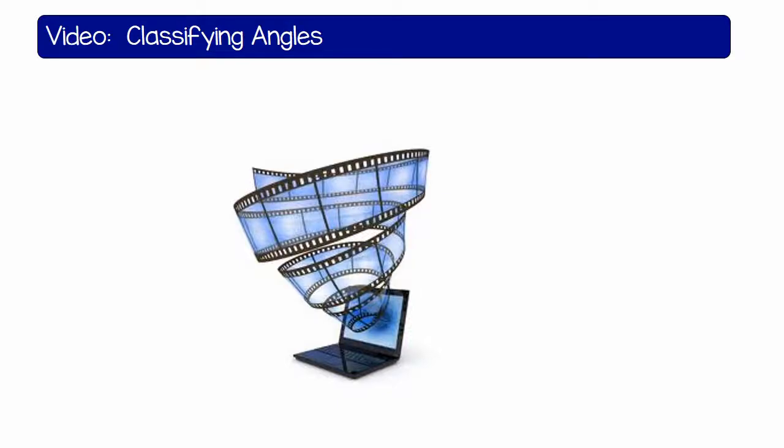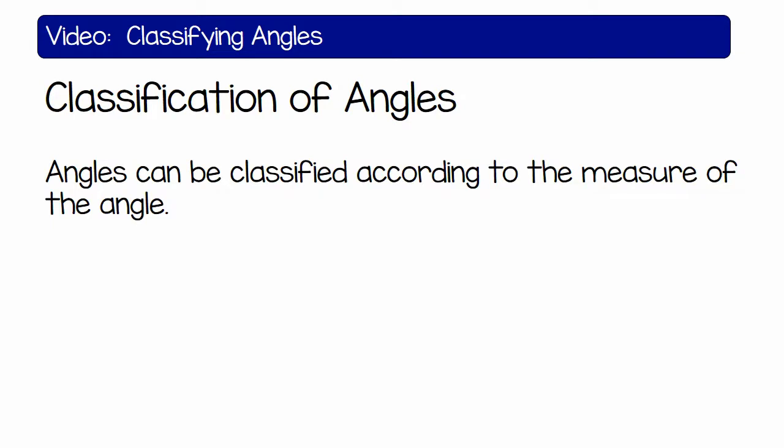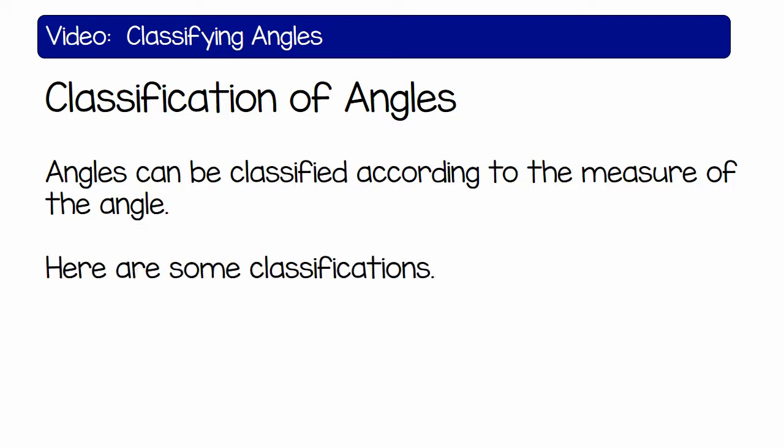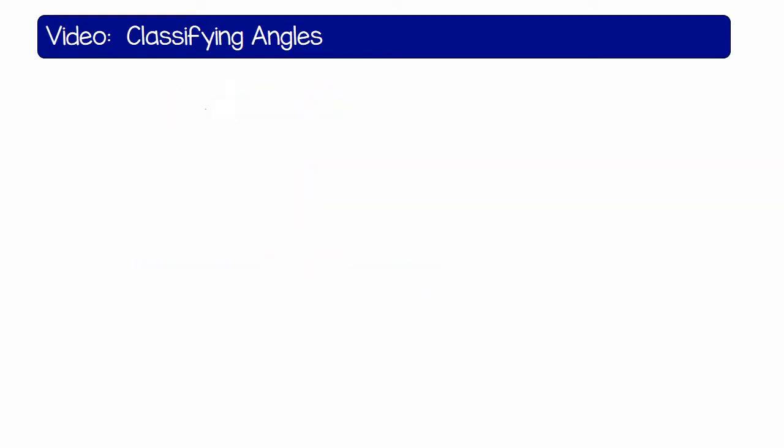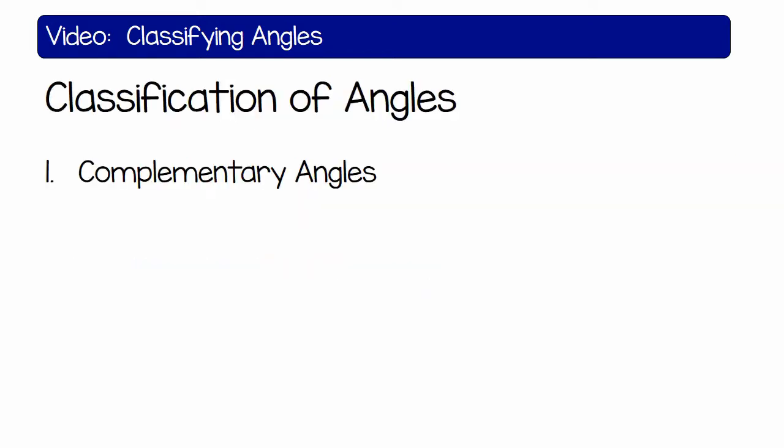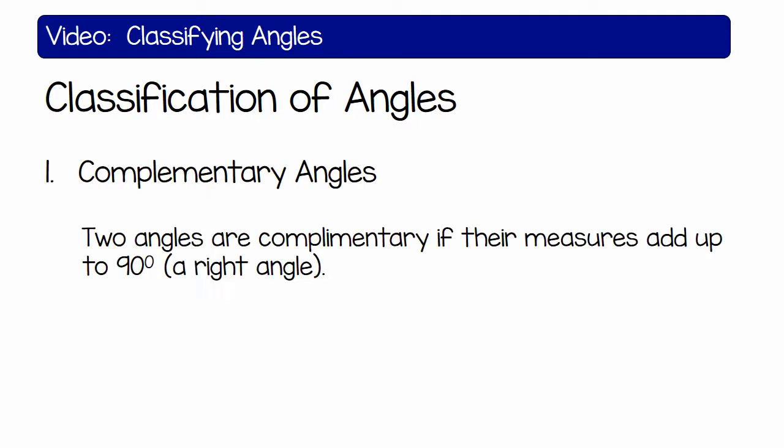Classifying angles. Angles can be classified according to the measure of the angle. Here are some classifications. Number 1 is a complementary angle. Two angles are complementary if their measures add up to 90 degrees, which of course is a right angle.